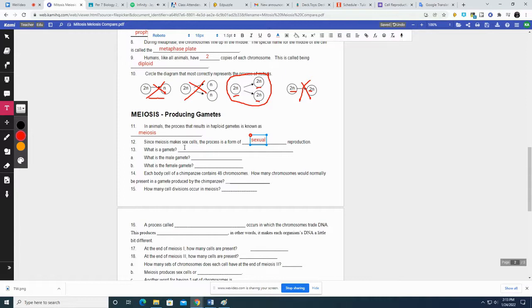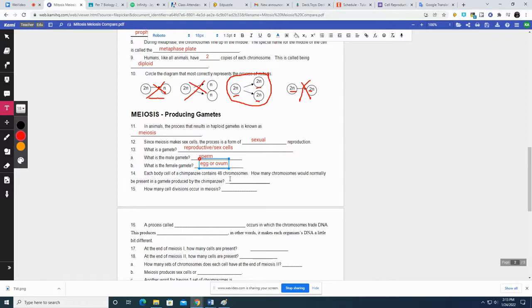13. What is a gamete? We should know this already. Gametes are the reproductive or sex cells of an organism. 13a, we've done this probably about 5 times already. What's the male gamete? It's called the sperm. What is the female gamete? You can call it the egg or the ovum.